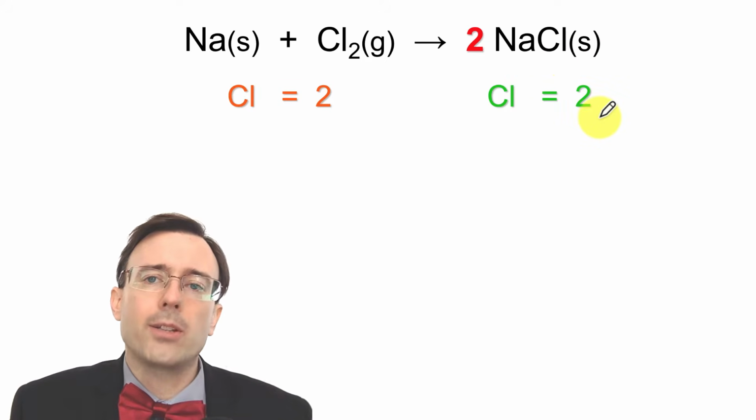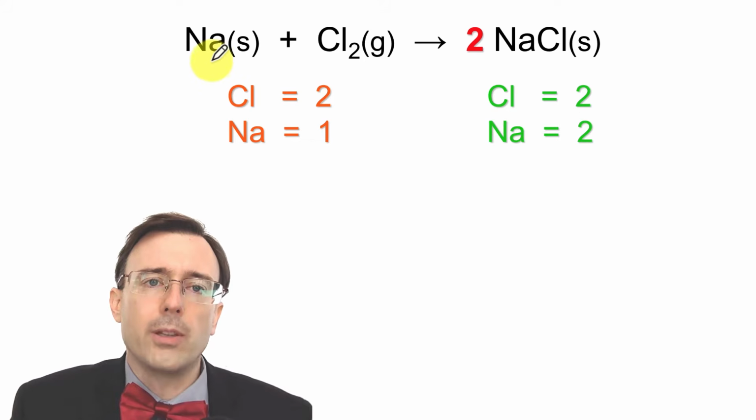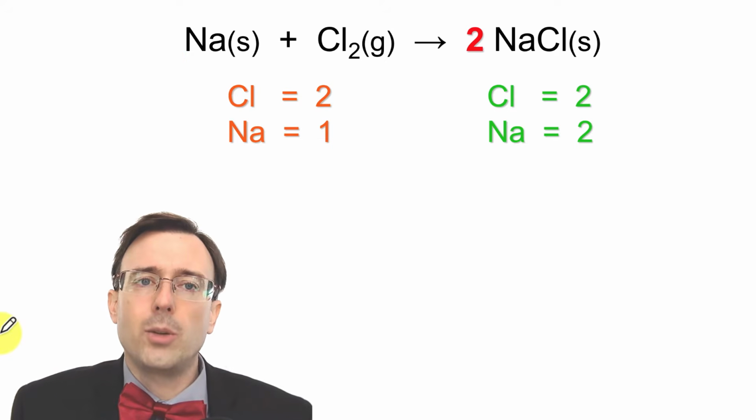However, you've probably noticed, well, that's going to mess up our balancing of sodium. Now we have 2 sodiums on the right side, but we have only 1 sodium on the left side. So what do we do about that? Once again, what we can do is change the coefficient in front of sodium. We now have 1 sodium, so all we need to do is change that to a 2 in front of sodium.